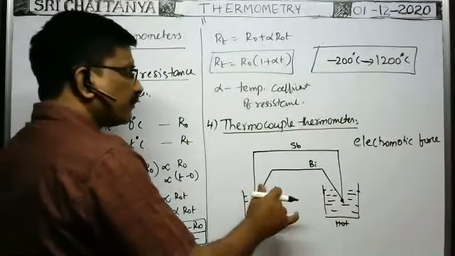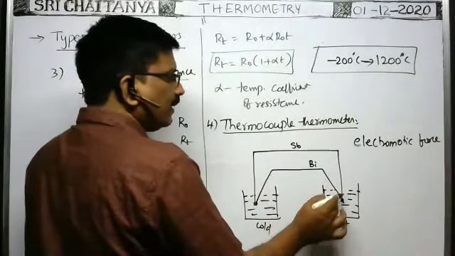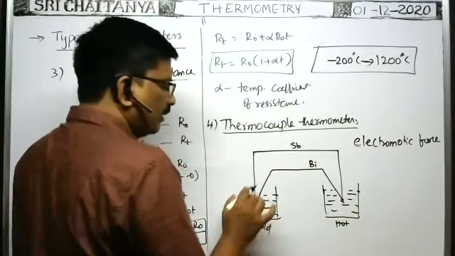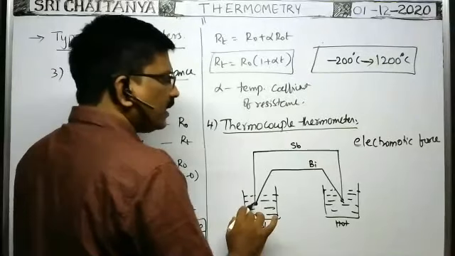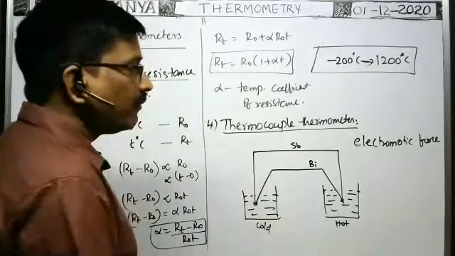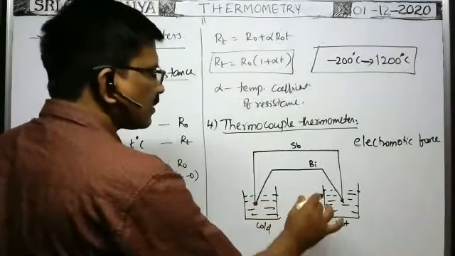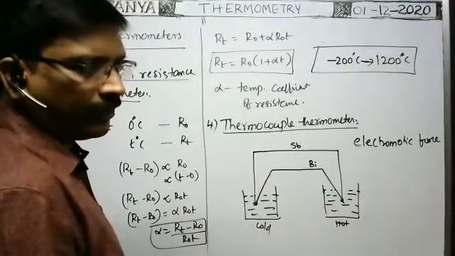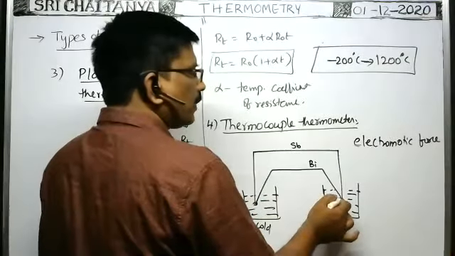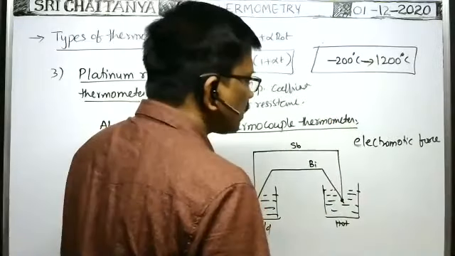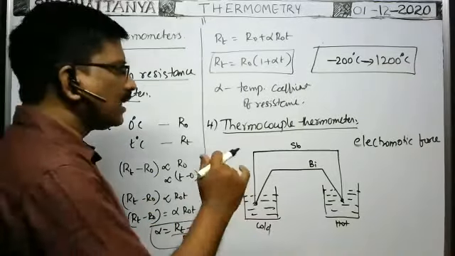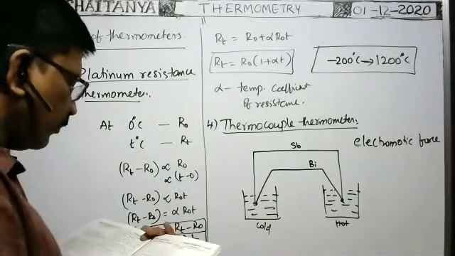So whenever the temperature difference is maintained, as it is hot, it is at high temperature. That's why more EMF is developed here, and less EMF is developed here. That's why there is some difference in EMF developed. That difference in EMF developed across the two junctions is called thermo EMF, or potential difference. So some potential difference is created. Whenever the potential difference is created, definitely electric current will flow. So electric current will flow in this thermocouple.